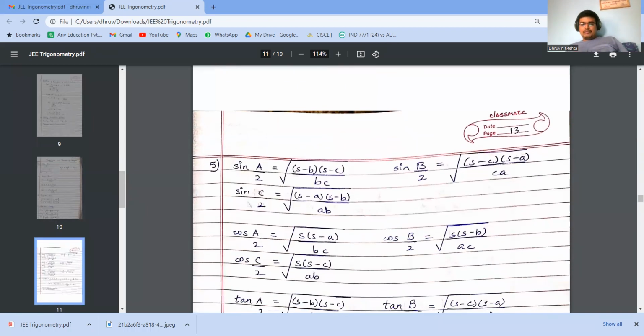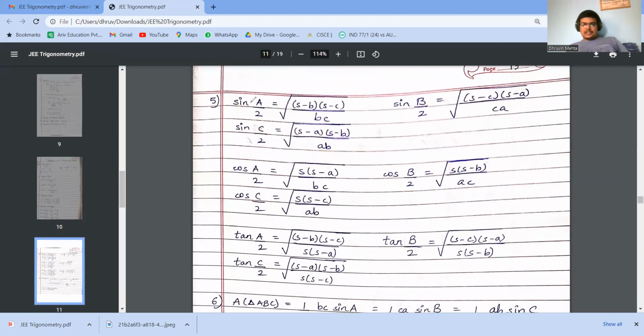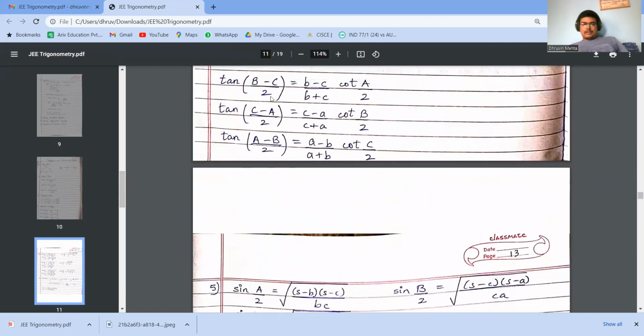Next are the half angle formulas. In these half angle formulas, let's understand the sine formulas first. For sine A by 2, we will have root of, if it is A by 2, then in the numerator a will not be there. In the denominator also a will not be there. In the numerator we will have (s minus b)(s minus c).